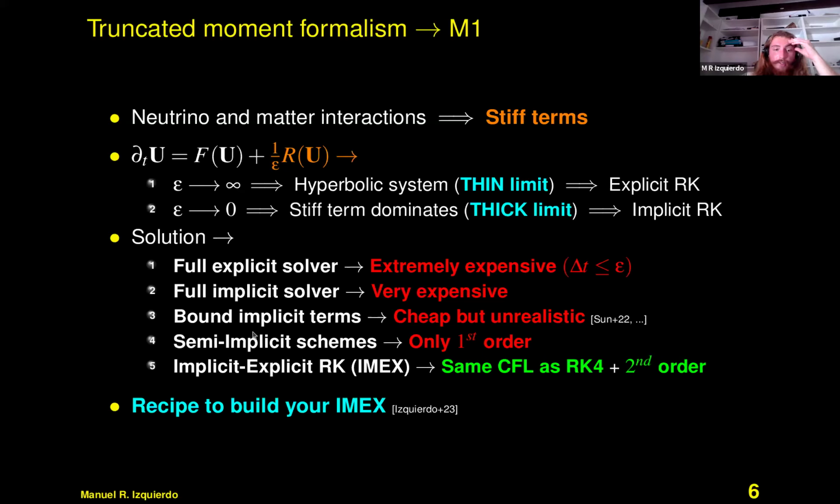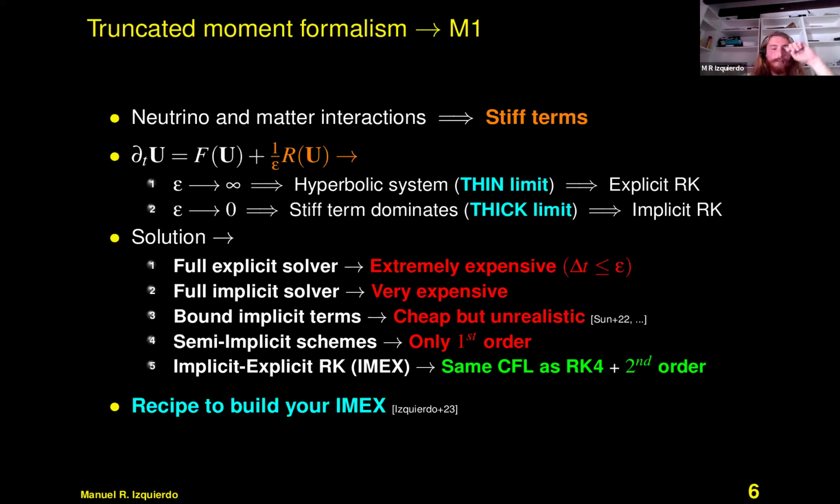And the most popular one, I would say, is these semi-implicit schemes, which are quite fine. Normally, they have two stages. One is implicit, the other is explicit. And in principle, they work fine. They are easy to implement. They are robust. But the problem is that normally they are only first order. So this could degrade the quality of our solution.